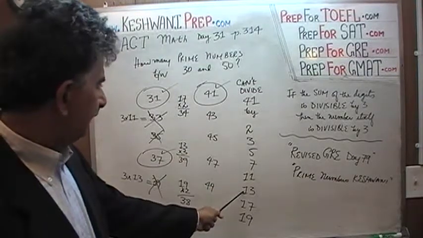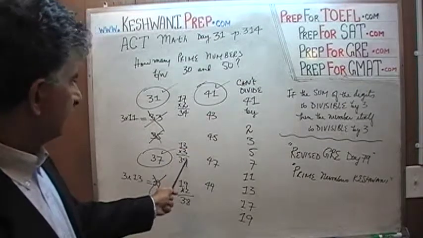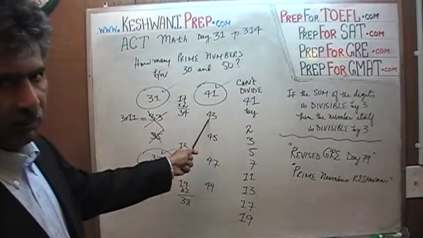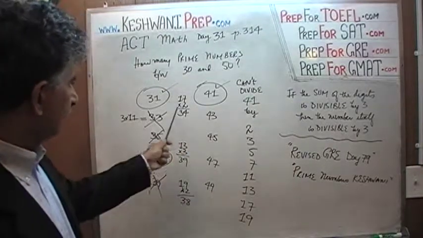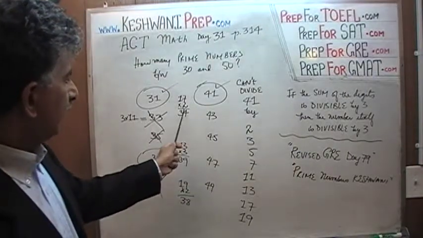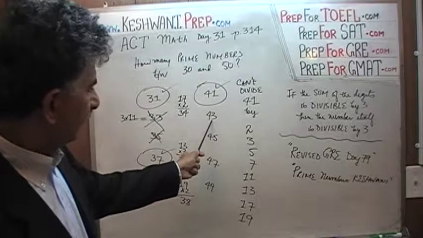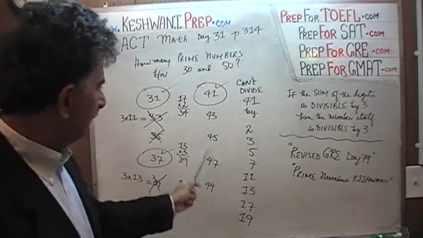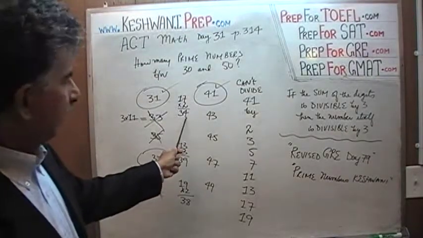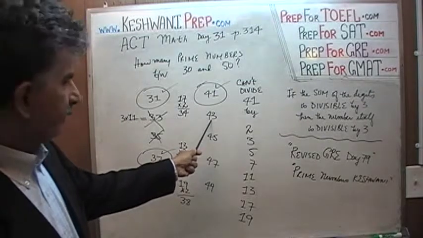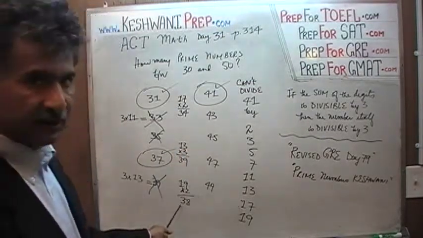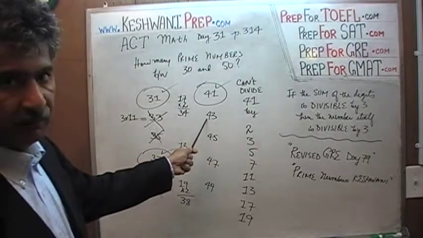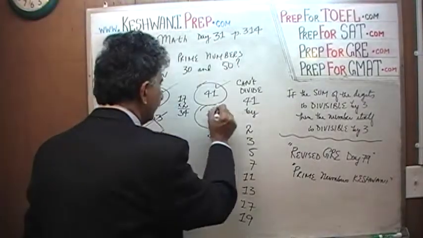Is it divisible by 13? The answer is no, because 13 times 3 is 39. This is only 4 more than that. You're going to have a remainder of 4. Is it divisible by 17? The answer is no. 17 times 2 is 34, and if you divide 43 by 17, it will have 34 two times, and then we'll have a remainder of 9. It's not divisible by 17. And of course, it's not divisible by 19 because 19 times 2 is 38. We're going to have a remainder of 5. This is also a prime number.